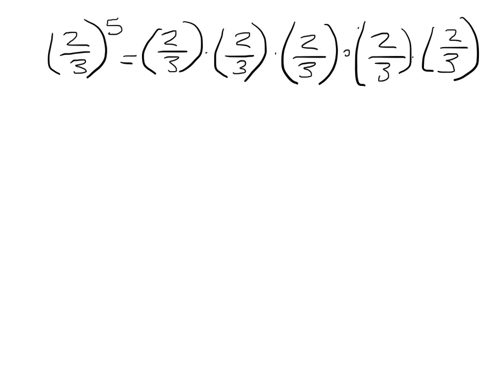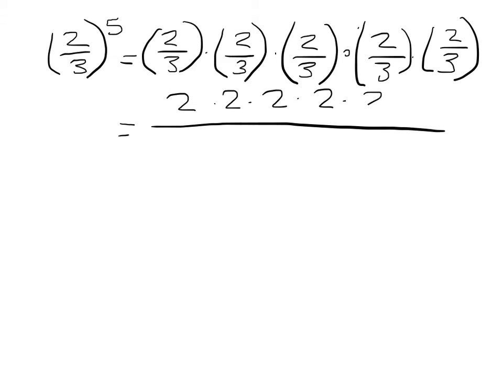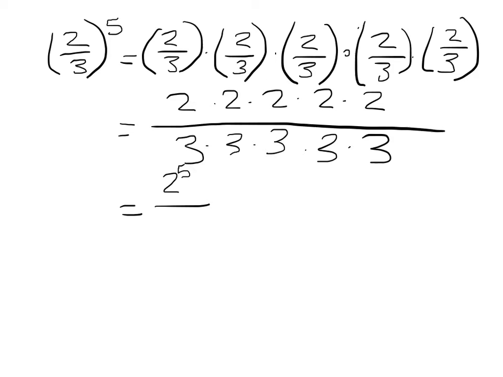Let's rewrite this so that I don't have my parentheses. I can see that I have 5 factors of 2 in my numerator, and 5 factors of 3 in my denominator. I can rewrite this, again using my definition of exponents. To simplify, my numerator would be 2 to the fifth, and my denominator would be 3 to the fifth.